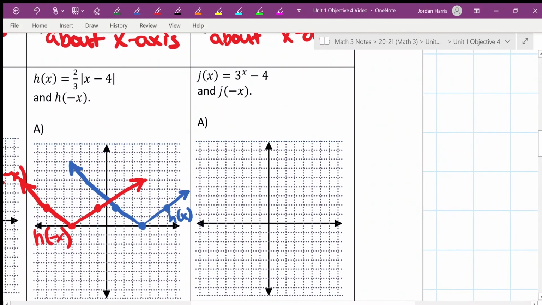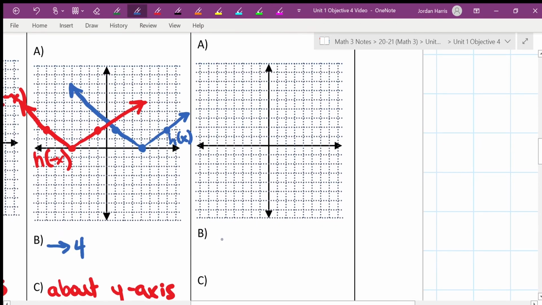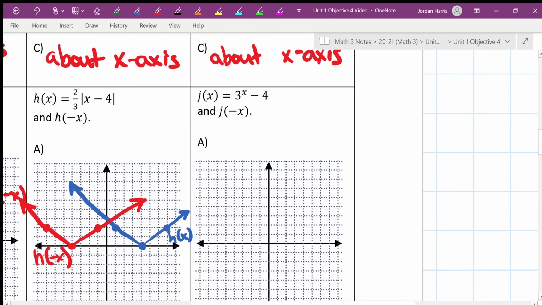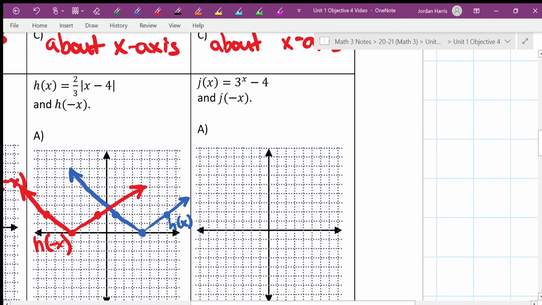Last one is exponential. It is a down 4 shift. Be careful. Remember, for exponentials, the left-right is in the exponent. The up-down is outside the exponent. So remember, shift from 0, 1, 1, 2, 3, 4. Then the asymptote, from 0, shifted down 4.